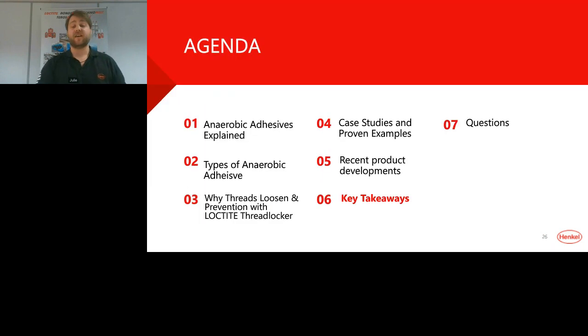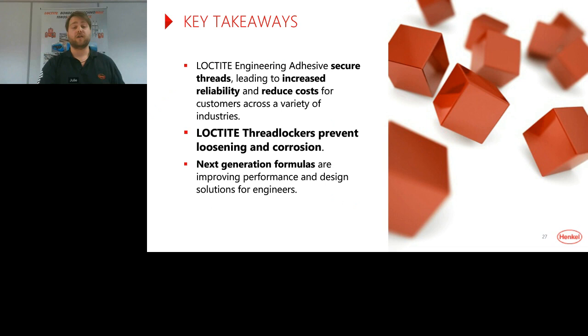And finally, the key takeaways from this webinar we want you to go home with. Loctite engineering adhesives secure threads, leading to increased reliability and reduction of costs for customers across a wide variety of industries, from hobbyists to best-in-class OEMs. Loctite thread lockers prevent loosening as well as corrosion, locking and sealing your assembly. And our next generation formulas, as just mentioned, are improving performance and design solutions for engineers globally.